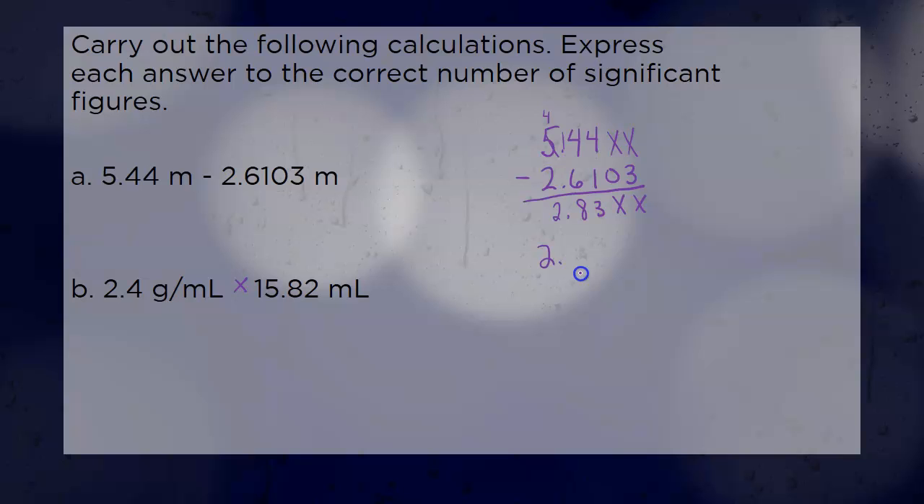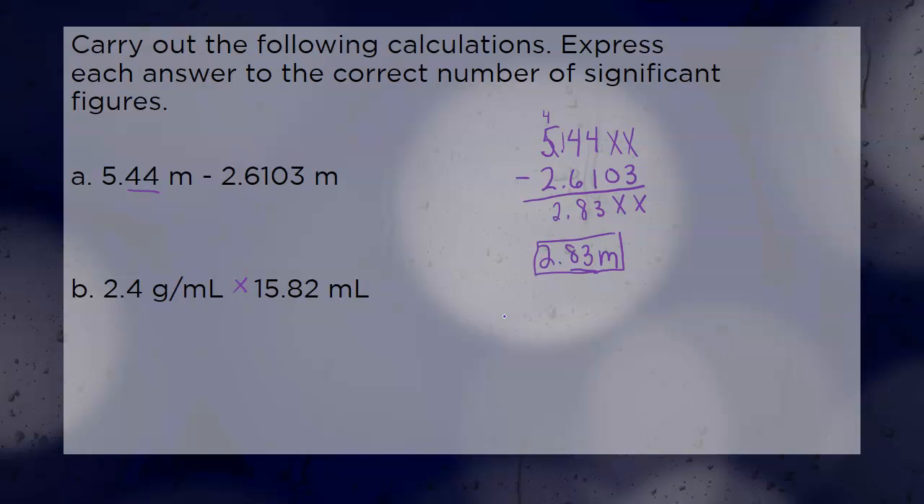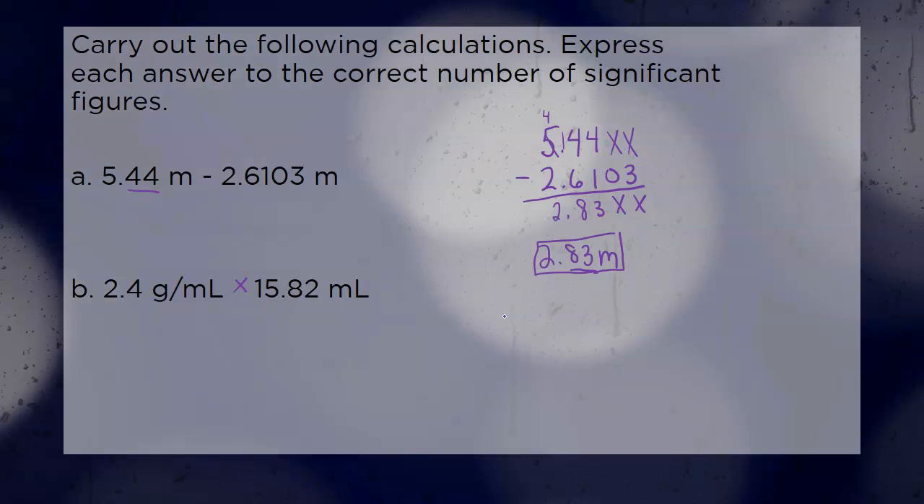And if I put that in my calculator, I would know just based on the fact that 5.44 has 2 digits after the decimal, my answer, 2.83, can only have 2 digits after the decimal. Does that make a little more sense than what the wordy rule said?